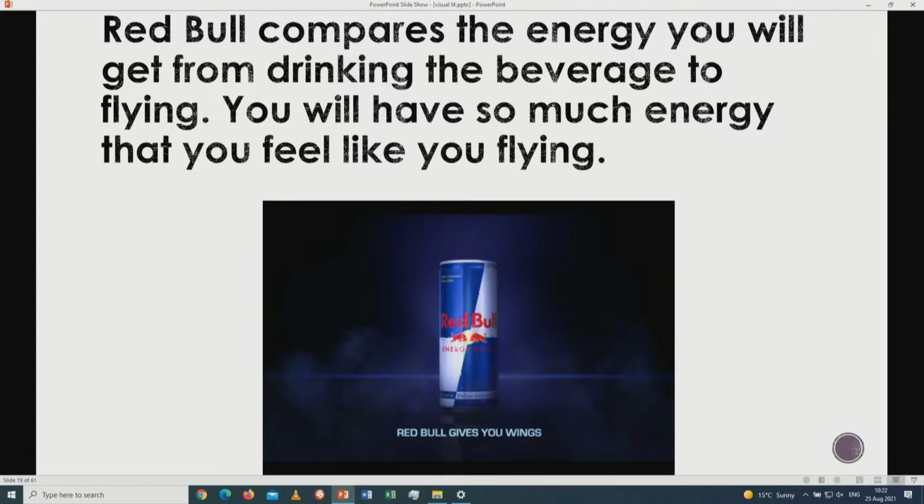Red Bull compares the energy you will get from drinking the beverage to flying. It's also a metaphor because the advertiser writes that Red Bull gives you wings, meaning that you will have so much energy after drinking the Red Bull, and you will feel like flying because you will be energetic.